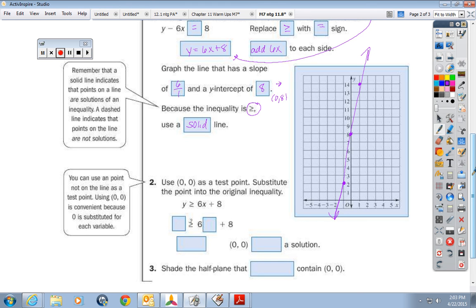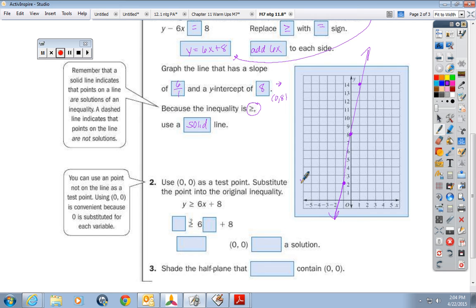If it was just an equation, the only thing that would be a solution would be the ordered pairs exactly on the line. But it's an inequality. So either everything on this side makes a true statement, or everything on the other side makes a true statement. So how do we know? Well, we're going to pick a point on this graph. Guess what's the easiest point to pick?